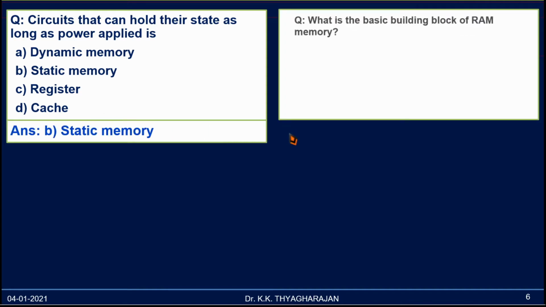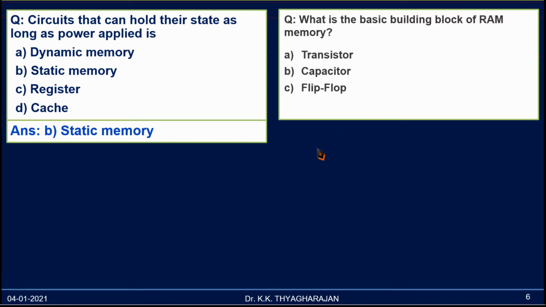Let us see the next one. What is the basic building block of RAM memory? A transistor, capacitor, flip-flop, and logic gates. See, the transistor, capacitor, logic gates, all the things will be used in the memory, but only flip-flop is the building block. It will store 1 bit. So the most suitable option is C, that is flip-flop.